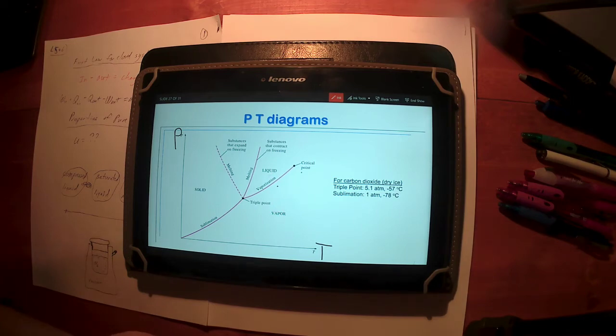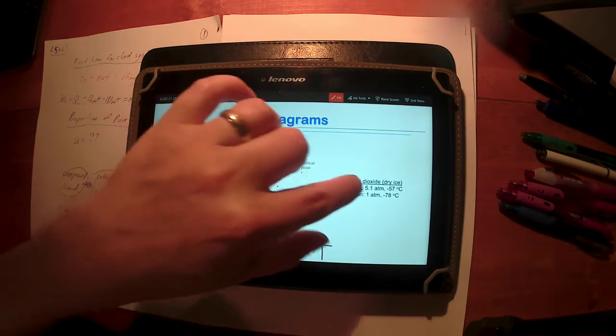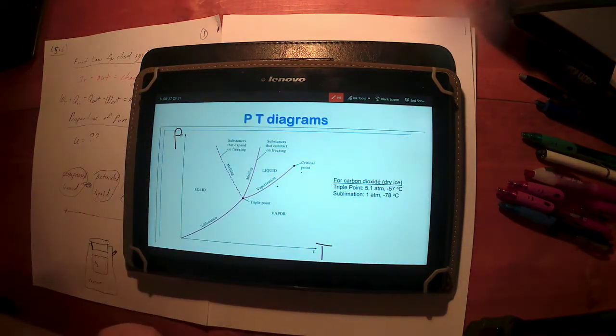Now, I've put a reference point down here just to help you out with how this graph works. Again, the general shape of the graph is going to be true for any substance. The only difference is the scale, what values these fall at. For water, you would need to go look up the triple point. I don't know what it is, but for carbon dioxide, the triple point right here would be 5.1 atmospheres and minus 57 degrees Celsius. That's pretty cold, and that's 5 times the atmospheric pressure.